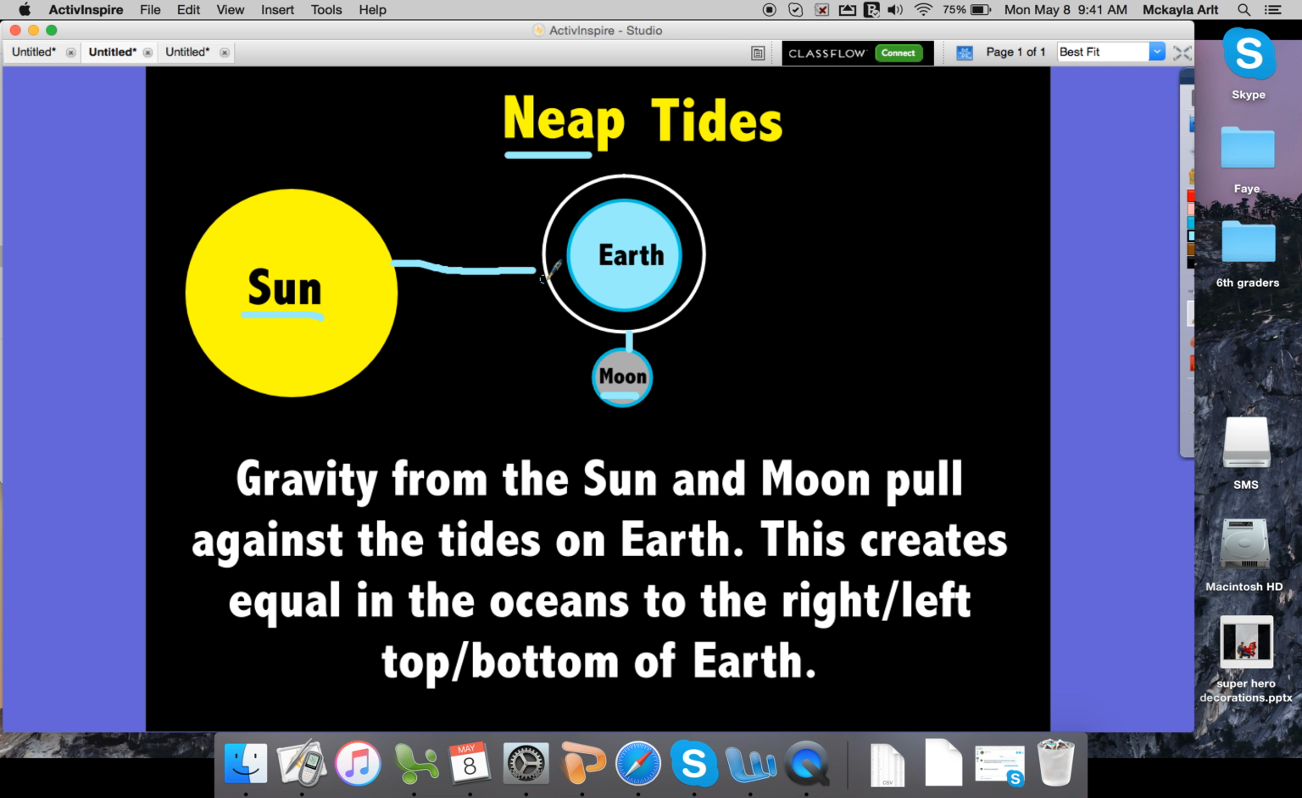Now, if the water here was pulled out towards the sun, Earth likes to be equal. So on the opposite side, it's going to equal out. So the tides would be about the same height as the tides over here. Now the sun is pulling on the earth as well. The earth likes to equalize, so the tides would be the same height here and here. This is called a neap tide.